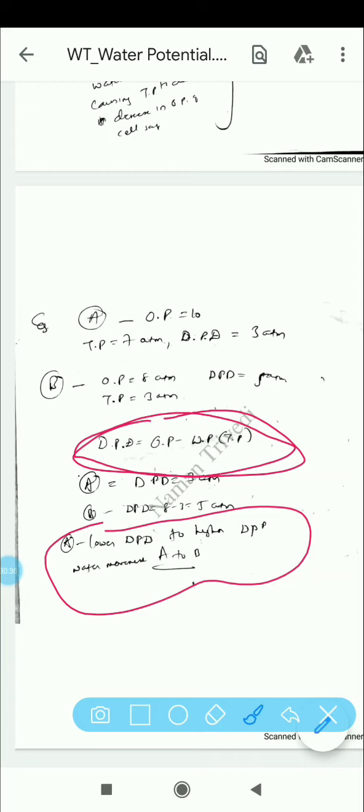So that's all for this lecture. We end water potential here. It is slightly complex, so read from the textbook and also go through the notes. I'll share the notes in the group also. If you have any doubts, ask me the question.